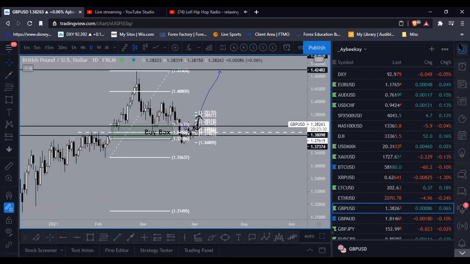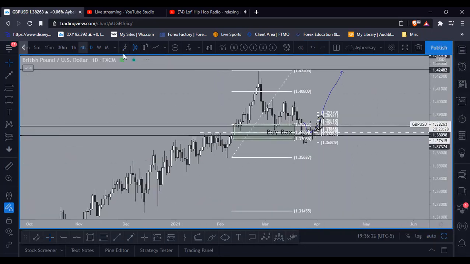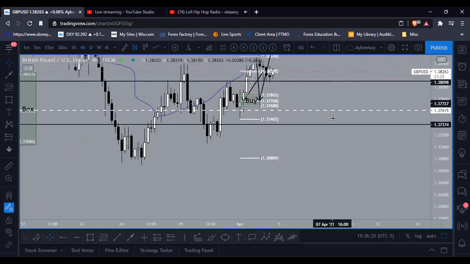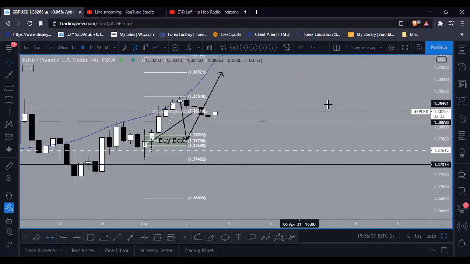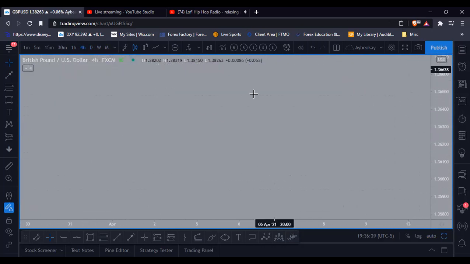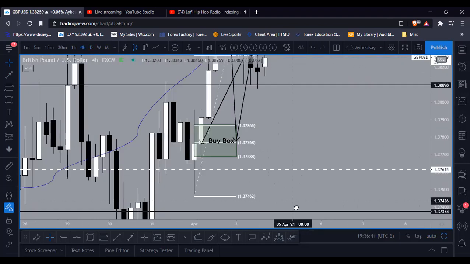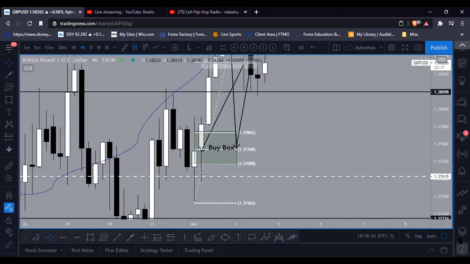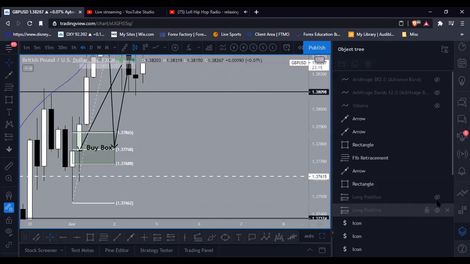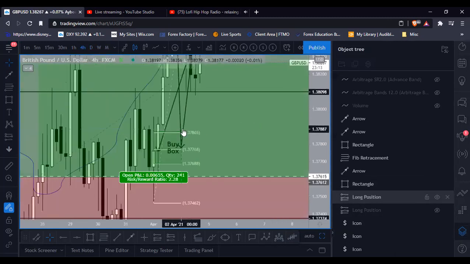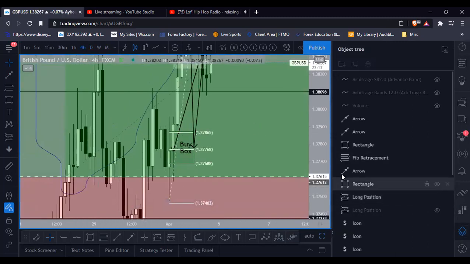GBPUSD. Super simple setup, so I'm not going to change anything on this. Let me actually try to speed things up. GBPUSD, I'm in the buy. Where is my buy actually? There you go. I'm in this buy right here at 1.37612. I'm gonna hold it.